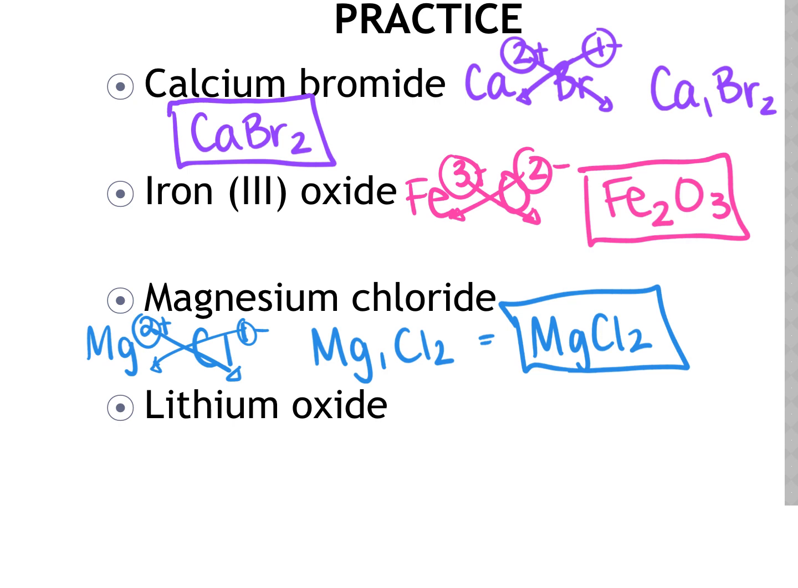All right, and then finally, we have lithium oxide. What's our symbol for lithium? L. Li. What kind of charge does lithium get? 1. Okay, +1. Oxide is O, and what kind of charge? -2. Okay, -2. So once we crisscross, what do we get? Li2O. Okay, Li2O.